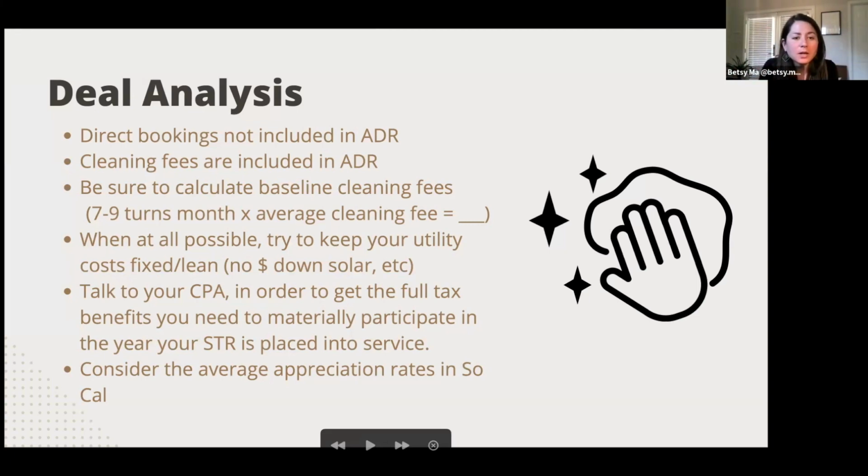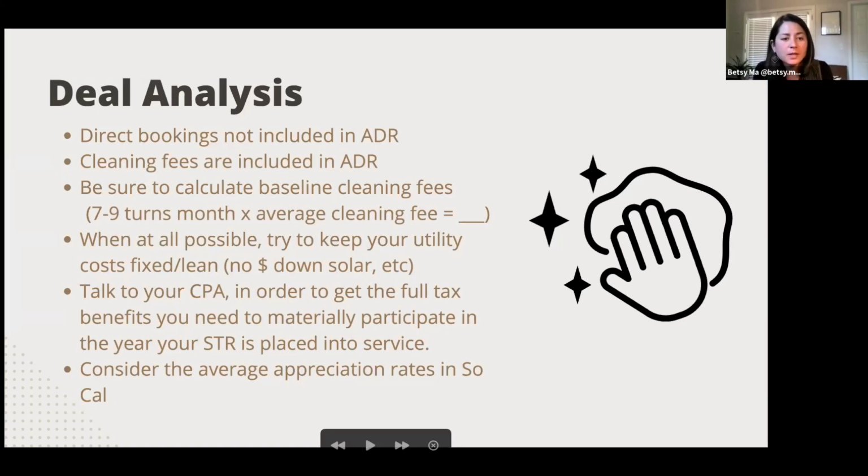So look at the ADR, calculate it out for a month. Usually most properties have between 7 and 9 turns a month if they have good occupancy. And then subtract that from the overall income. So then you kind of know, okay, basically after my cleaning fees, my take home, not including utilities, not including other maintenance, is this amount. And this is something that Learn Like a CPA has built into his pro forma.